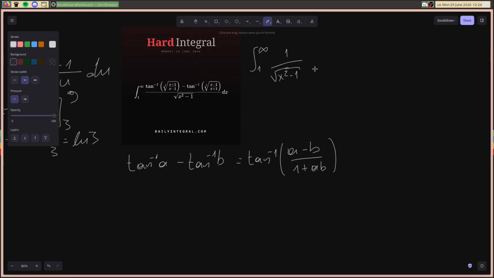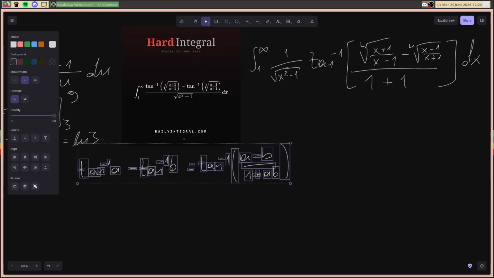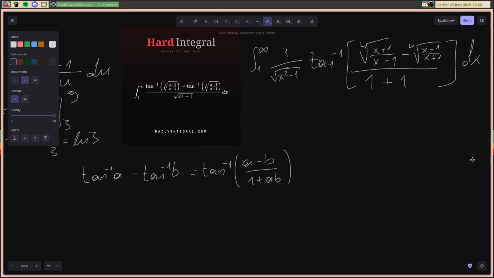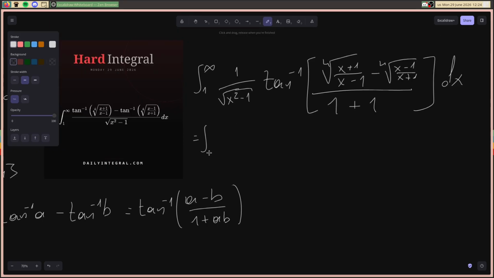So we can then write this as the inverse tangent of the fourth root of (x plus 1) over (x minus 1), minus the fourth root of (x minus 1) over (x plus 1), all over 1 plus... Notice that these two are reciprocal, so this is just 1 dx. Okay, good. So we now simplify a bit.